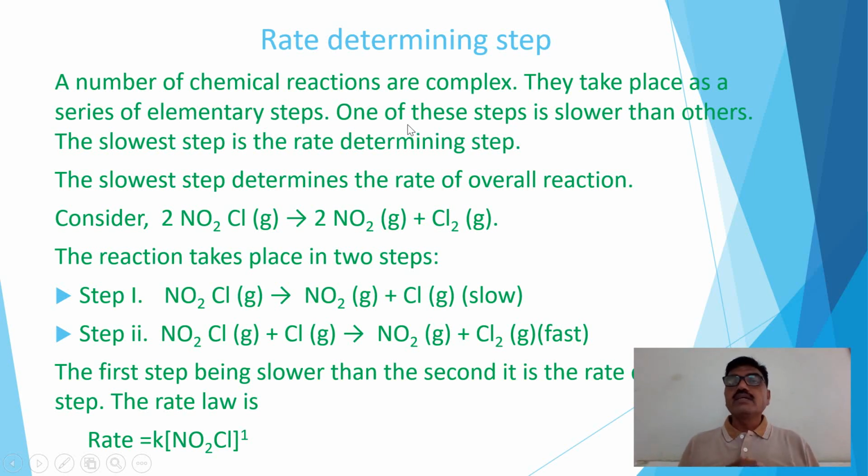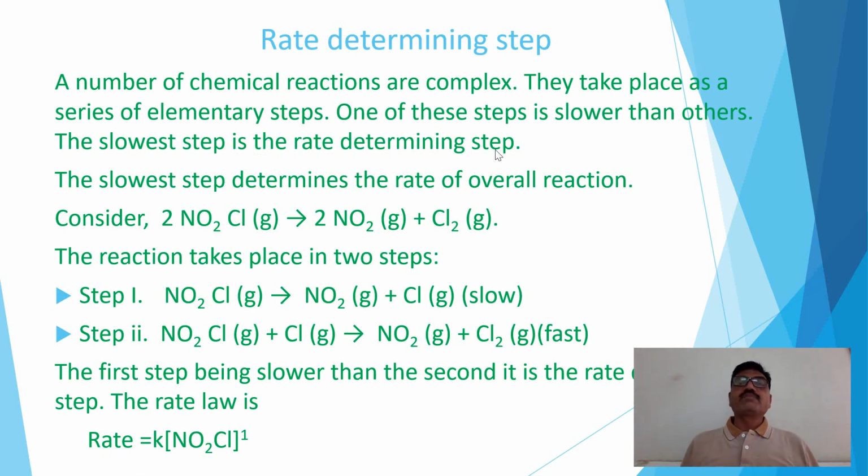The mechanism of a chemical reaction explains the detailed description of a particular chemical reaction: how it takes place, or how many substeps are involved in that chemical reaction. That gives the mechanism. And the slowest step is the rate determining step.